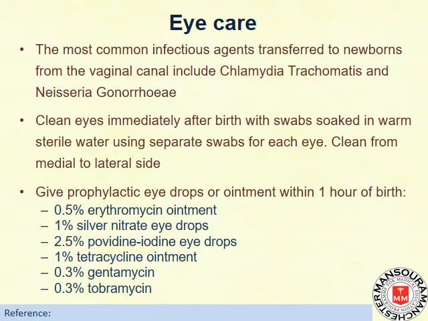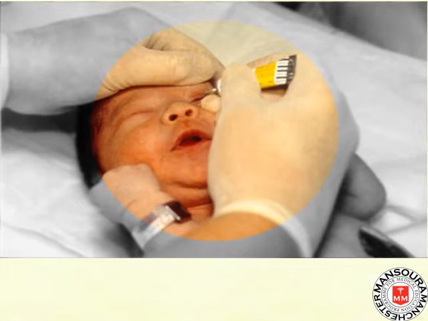And there are several medications that has been used for prevention of infection of the eye in newborn babies, including erythromycin ointment, silver nitrate eye drops, povidone iodine eye drops, tetracycline ointment, gentamicin and tobramycin eye drops and eye ointment. And this is how we apply the antibiotic ointment to the eye within 1 hour from birth.